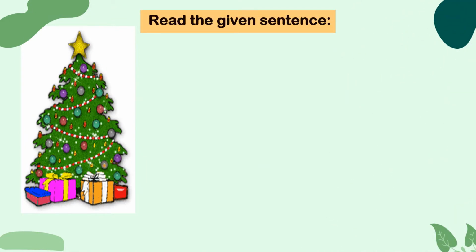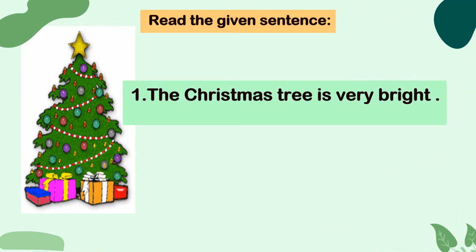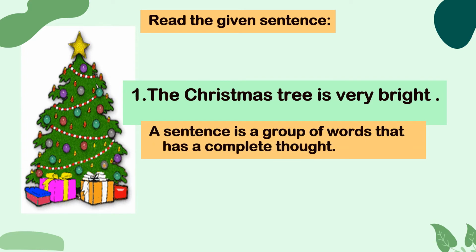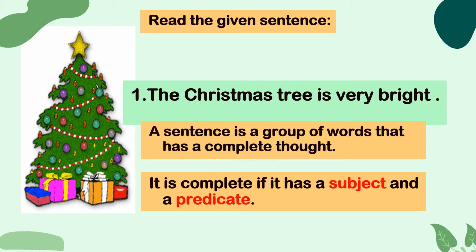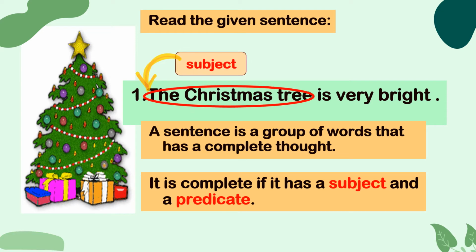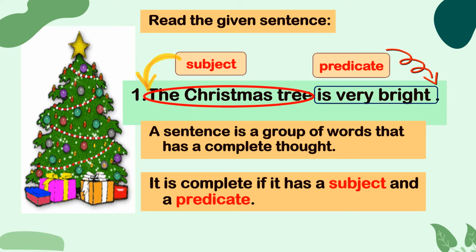Let us read the given sentence. The Christmas tree is very bright. In our past lesson, we learned that a sentence is a group of words that has a complete thought. But the question is, how do we know that our sentence has a complete thought? We know that a sentence is complete if it has a subject and a predicate. Just like this given example: The Christmas tree is very bright. The Christmas tree is your subject, is very bright is your predicate. Subject and predicate are what you call the parts of a sentence.